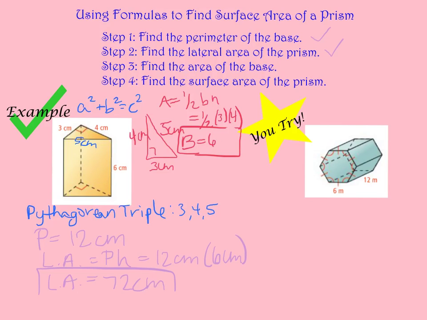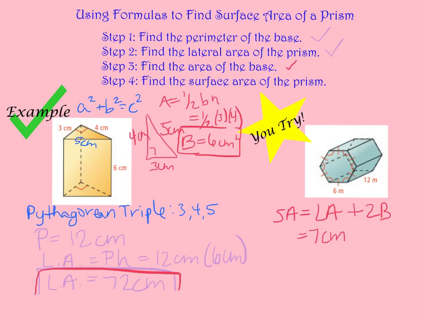6 centimeters squared. So that's step 3, check. And then step 4 is find the surface area. Well, the surface area, and I'm going to use some space over here, is equal to lateral area plus 2B. So my lateral area was 72 centimeters.